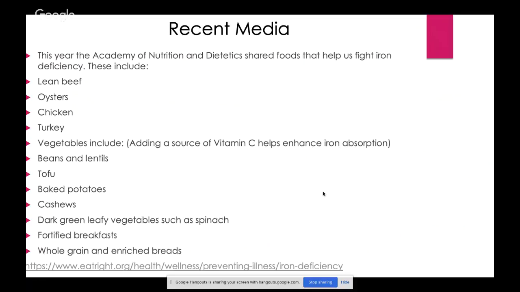I also found in recent media from the Academy of Nutrition and Dietetics some foods that can help us fight iron deficiency in our diets. These include lean beef, oysters, chicken, and turkey, which backs up what I talked about a little bit earlier. Adding a source of vitamin C, they also talked about, is really beneficial. Also beans and lentils, tofu, baked potatoes, cashews, dark green leafy vegetables such as spinach, fortified breakfast cereals, and whole grain and enriched breads.